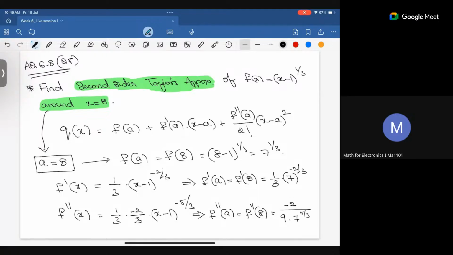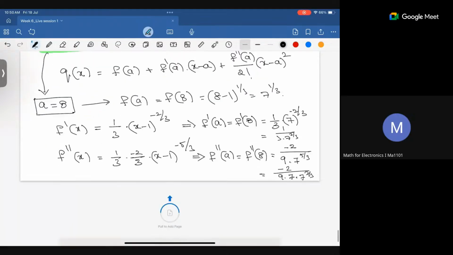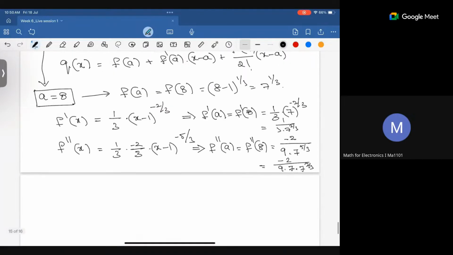I am writing this in the denominator. Okay, so here also we can write it in that way. This is 1 by 3 into 7 power 2 by 3. This is minus 2 by 9 into 7 power 5 by 3. I can also rewrite this as minus 2 by 9, pulling out a 7 into 7 power 2 by 3. So 7 power 5 by 3, I can write as 7 into 7 power 2 by 3, which will simply be minus 2 by 63 into 7 power 2 by 3.